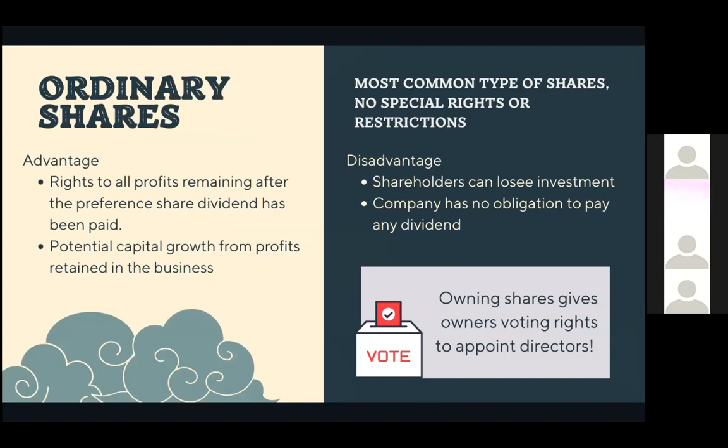The advantage to holding ordinary shares, however, is the rights to all profits remaining after the preference shares dividend has been paid, and the potential capital growth from profits retained in the business. Owning shares will give owners voting rights at the company's general meeting to appoint directors. The directors will also present the reports and audited accounts to the shareholders, and the dividend to shareholders must be approved. These dividends can be voted by the shareholders to be reduced but not increased.